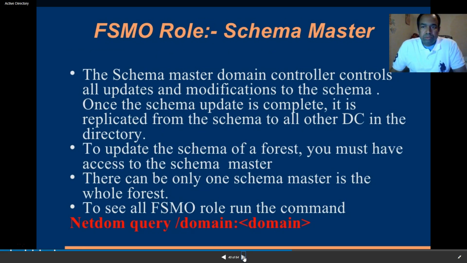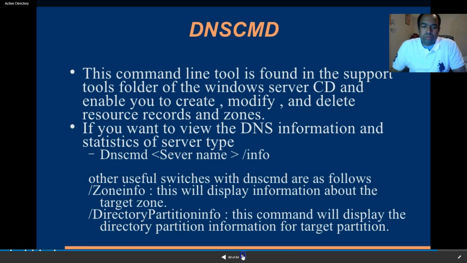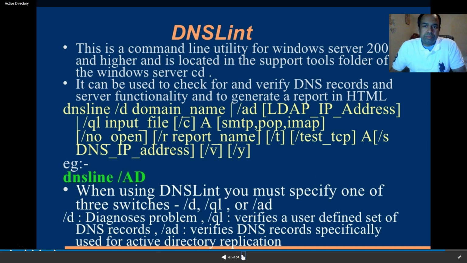The schema master domain controller controls all updates and modifications of the schema. Once the schema update is complete, it is replicated from the schema master to all other DCs in the directory. To update the schema of the forest, you must have access to the schema master, and the replication topology is a very useful command.